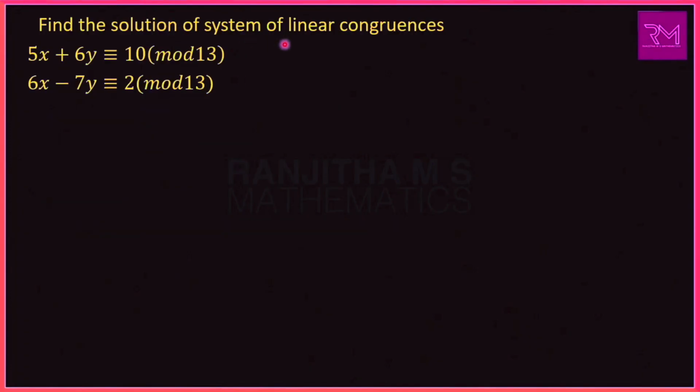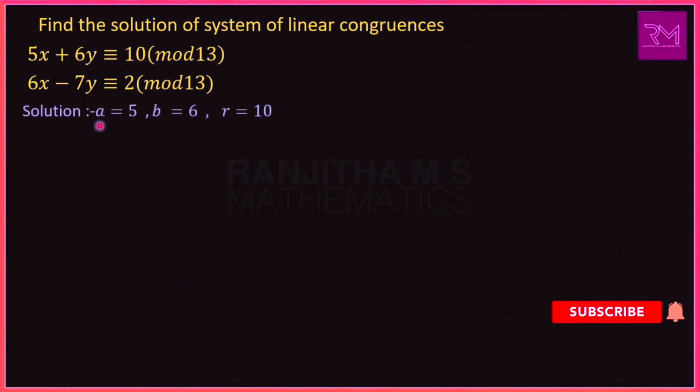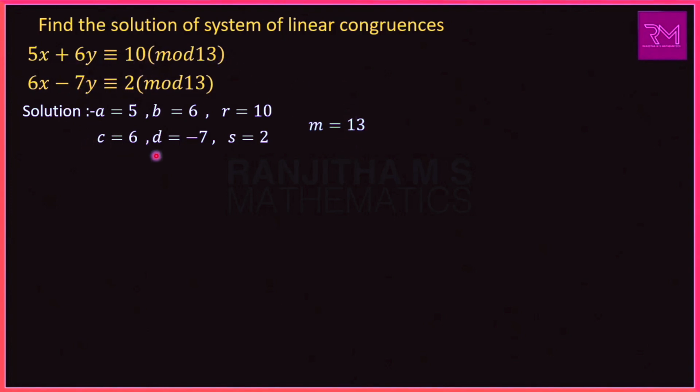Find the solution of the system of linear congruences 5x plus 6y congruent to 10 mod 13, 6x minus 7y congruent to 2 mod 30. Here, the first step is to consider the data: a is 5, b is 6 and r value is 10, c is 6, d value is minus 7 and s value is 2. Also we have m value is 13. After considering the given data, we consider the two equations as equation 1 and equation 2.